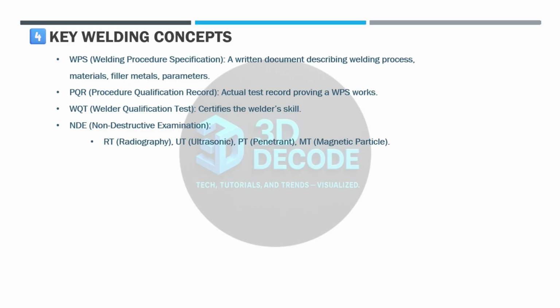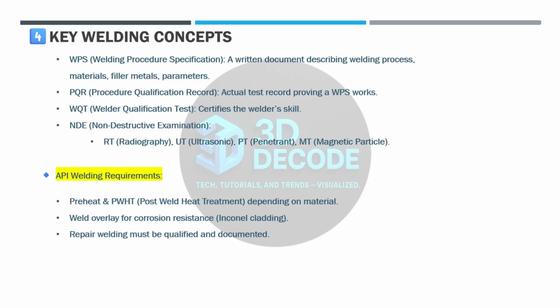Key welding concepts. To understand welding in oil and gas, you must know these terms. WPS, Welding Procedure Specification, the written procedure describing process, materials, filler metals, and parameters. PQR, Procedure Qualification Record, the actual test record proving that the WPS works. WQT, Welder Qualification Test, certifies the skill of the welder. And the inspection methods, known as NDE, Non-Destructive Examination: radiography, RT, ultrasonic testing, UT, penetrant testing, PT, and magnetic particle testing, MT.